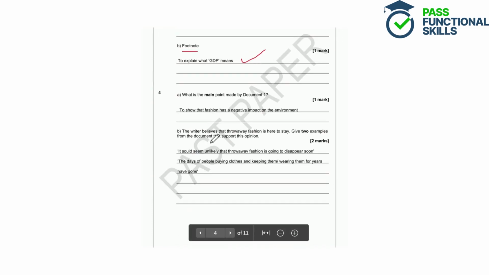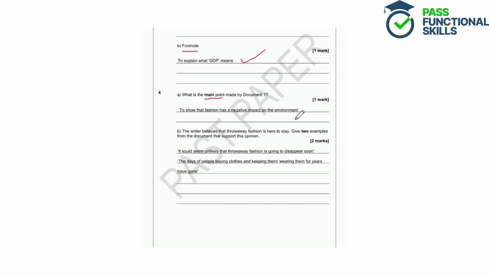Okay, question 4a. So what is the main point made by document 1? So we're looking for the main argument or the main point made by document 1. And the answer we've got here is to show that fast fashion has a negative impact on the environment.